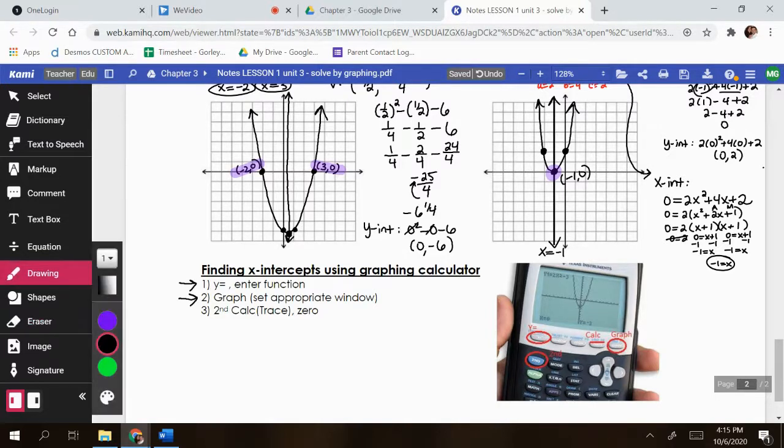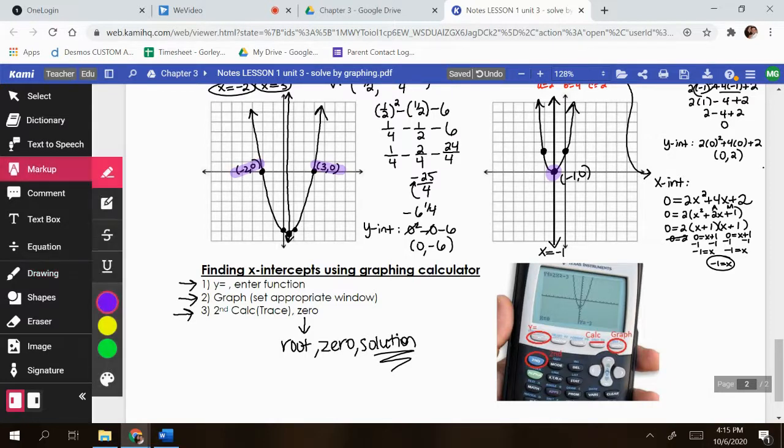And then to accurately calculate our intercepts, we're going to do second calculator trace 0. Remember, 0 is a synonym for root, 0, solution. So if I'm trying to find the solution, or if I'm trying to solve my equation, we're going to, in our calculator, do second calculate or trace and select the 0 option. Okay, so let me show you what that looks like.